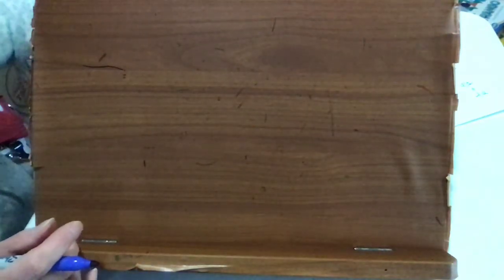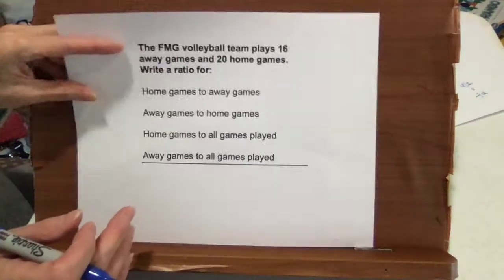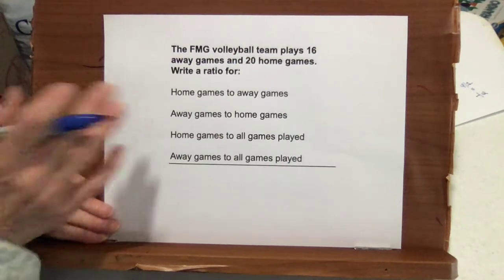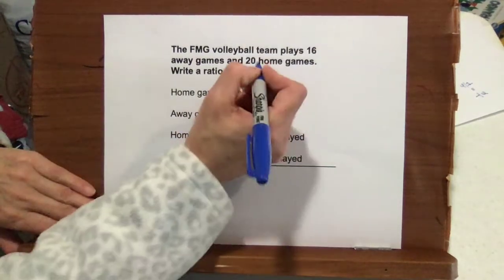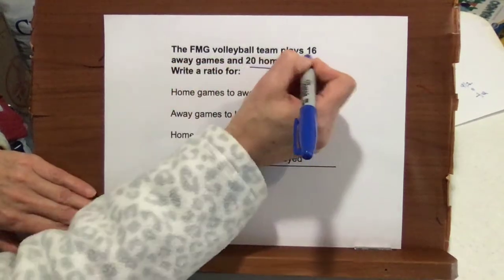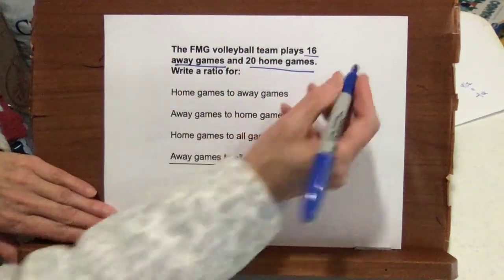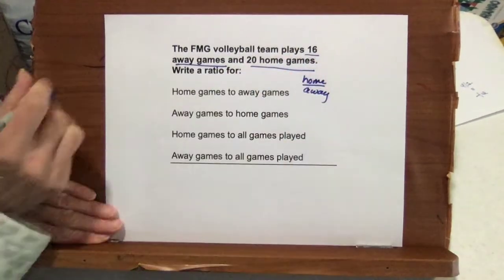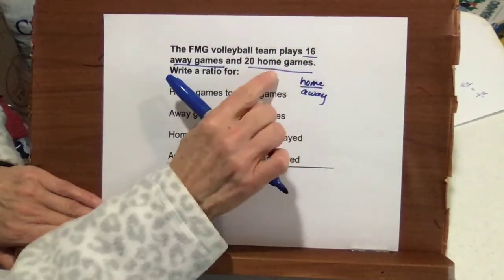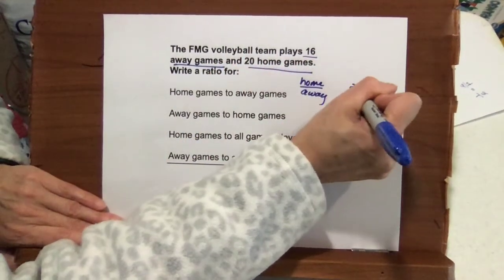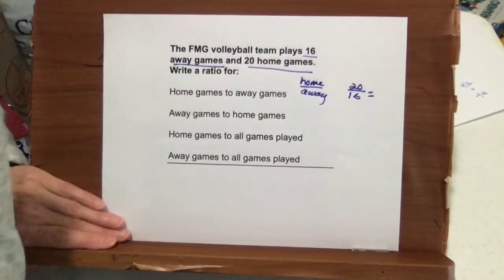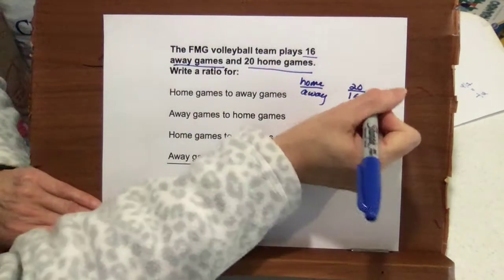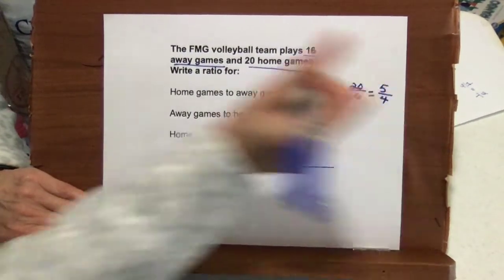So let's start with some simple things. The FMG volleyball team plays 16 away games and 20 home games. And we want to write a ratio for home games to away games. All right, so home games are 20 and away games are 16. So if we want home to away, it would be home over away. So if you want to set yourself up with words on how to do this, and then we plug in the number, home games are 20, away games are 16, and then we reduce it. These are both divisible by 2, but they're also divisible by 4 as the higher value, so we would go for 4 and say 5/4 would be our final answer.